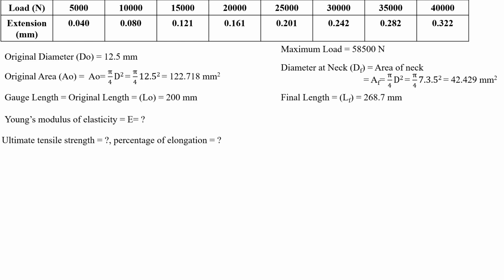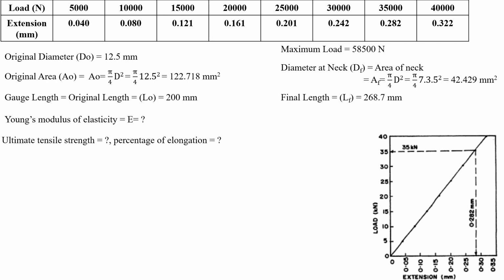First we have to determine the Young's modulus of elasticity, E value. Before that we have to draw a graph between the load versus extension. Load is on the vertical axis and each unit is 5 kilonewton, and extension is on the horizontal axis and each unit equals 0.05 mm. Next, draw the graph for the different loads and respective extension values. So this is the graph for the load versus extension.